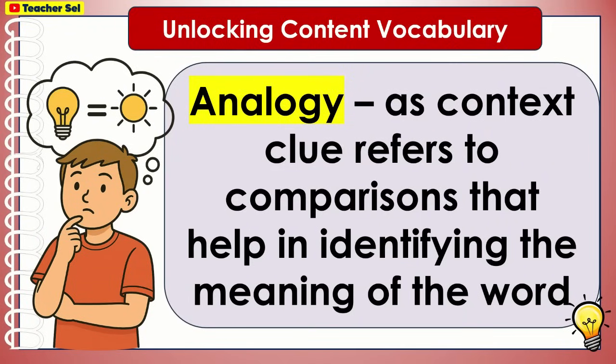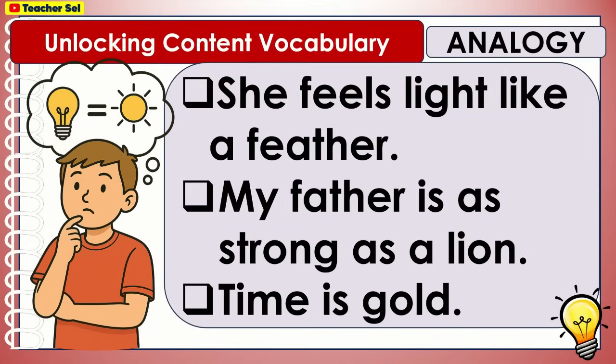For the unlocking content vocabulary, analogy as context clue refers to comparisons that help in identifying the meaning of the word. She feels light like a feather. My feather is as strong as a lion. Time is gold.